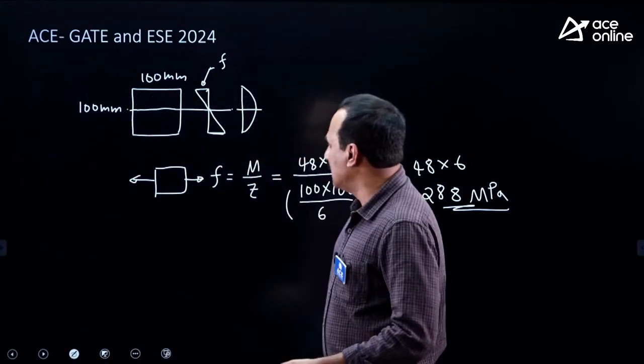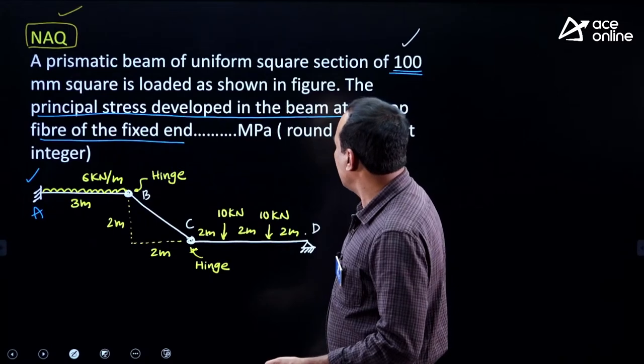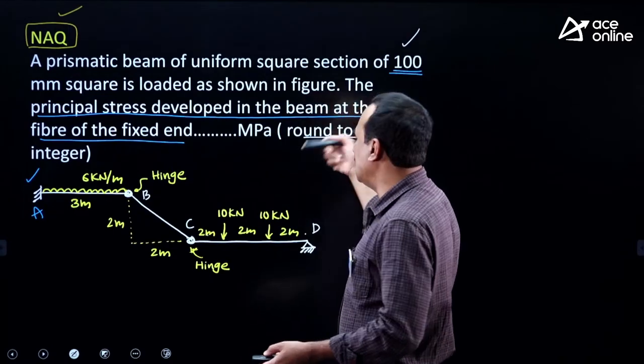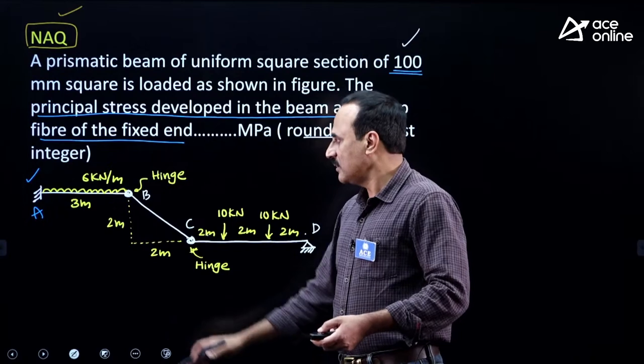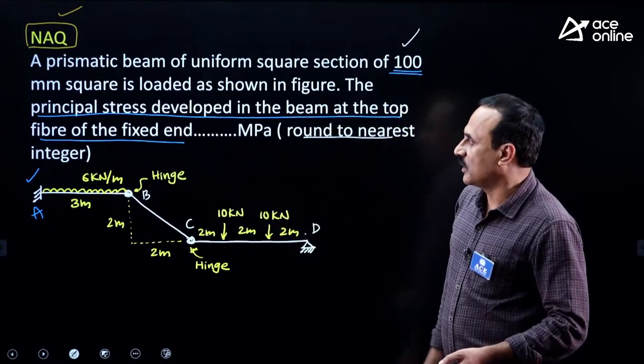So this is the answer, the numerical answer. They are asking you to round to the nearest integer. Okay, please? This is the procedure. This is the way we need to solve it.